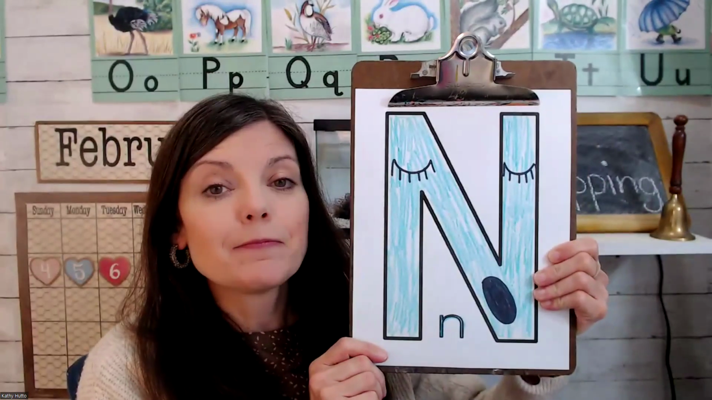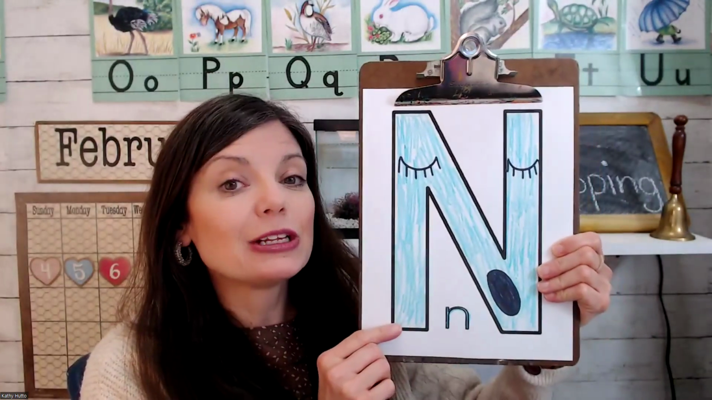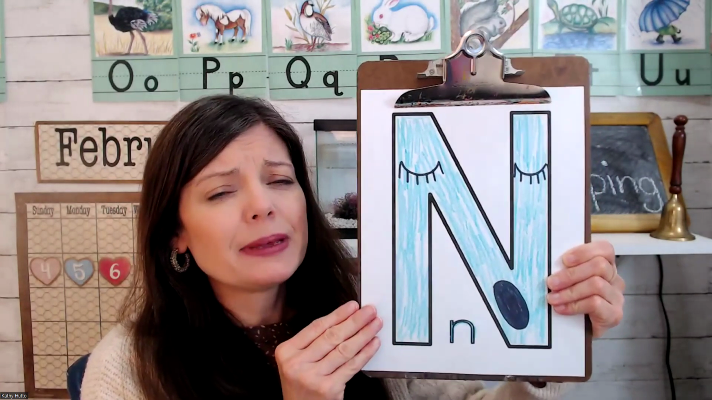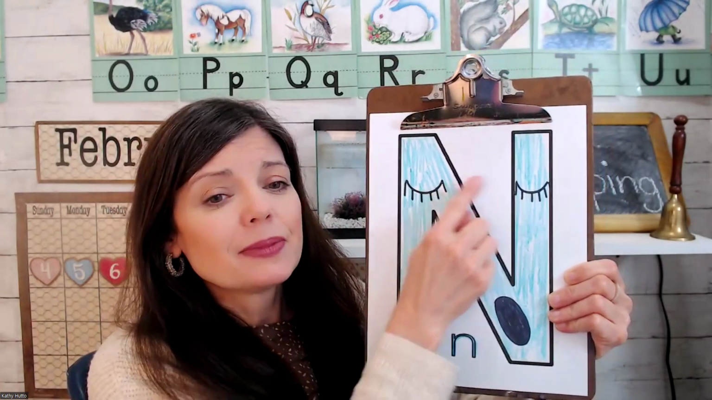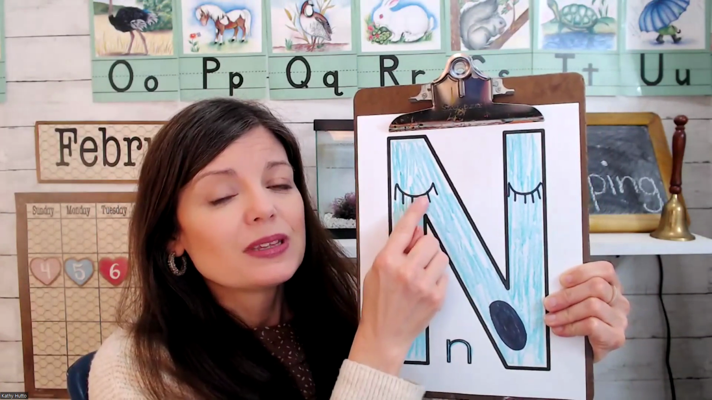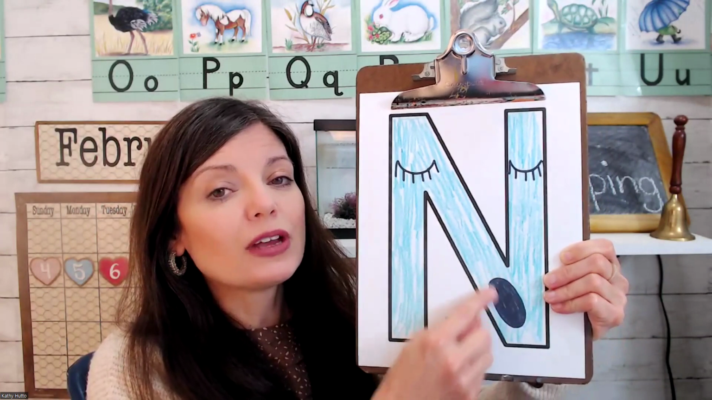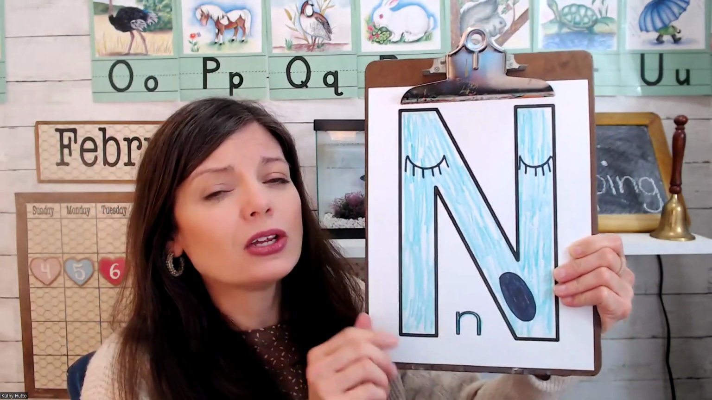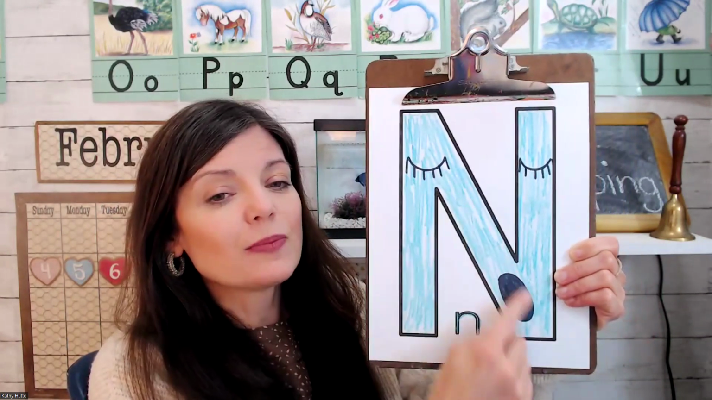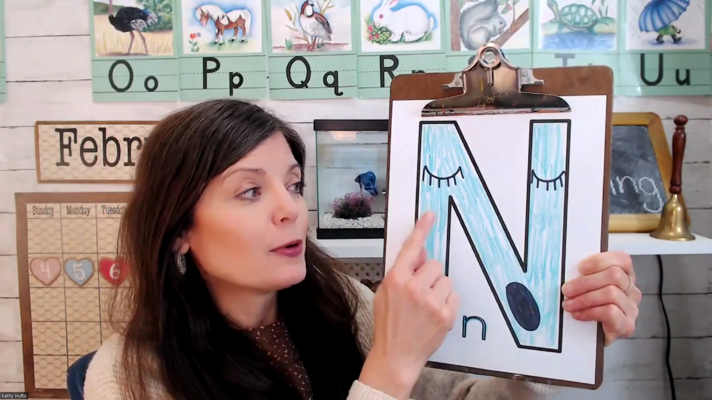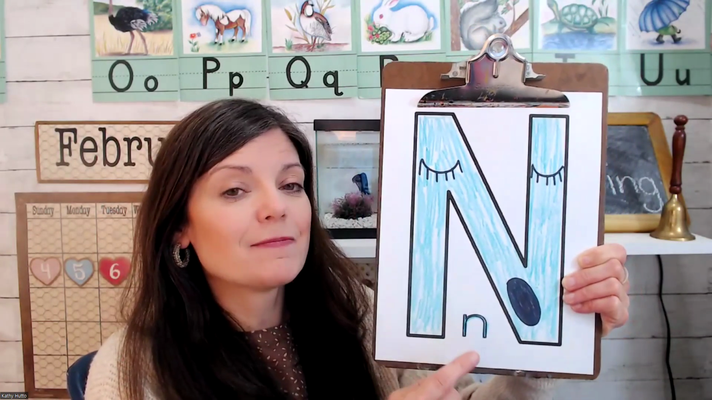Well, today N is for napping. That means taking a short rest in the daytime. Maybe you still take a nap every day. We made our letter N look like a sleepy letter N. I made some sleepy eyes with eyelashes to look like they're closed, and we made an oval to look like a yawning mouth. And I colored my letter N. This is uppercase N and lowercase n.